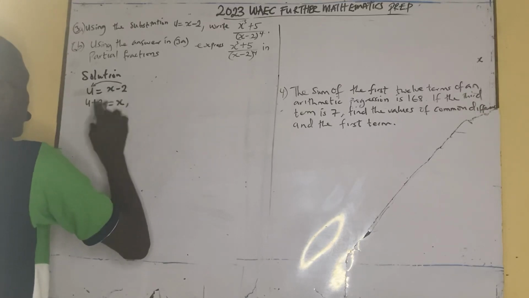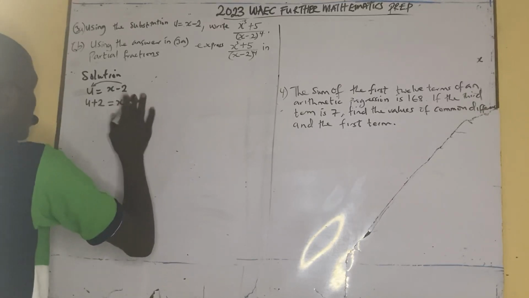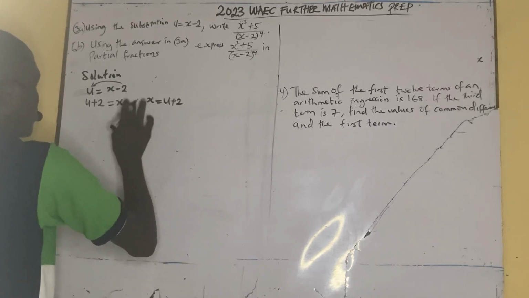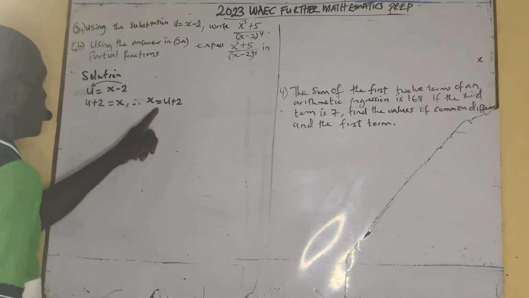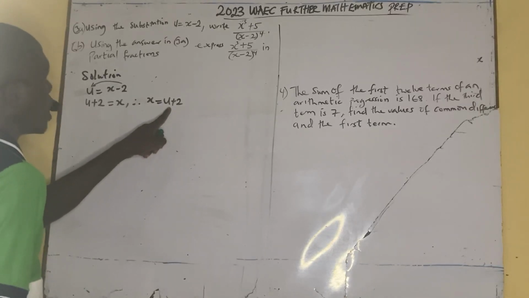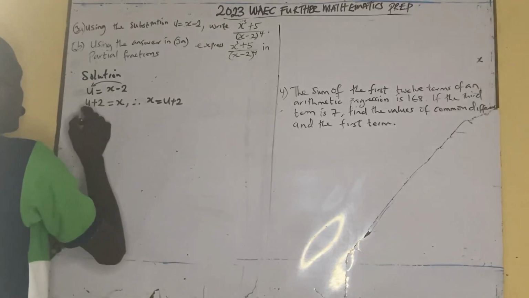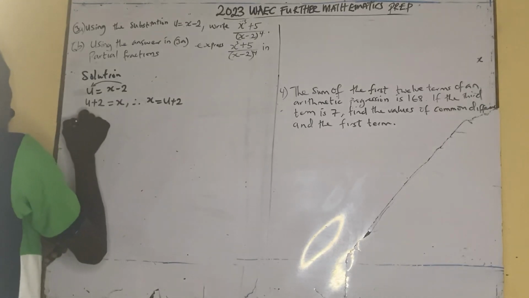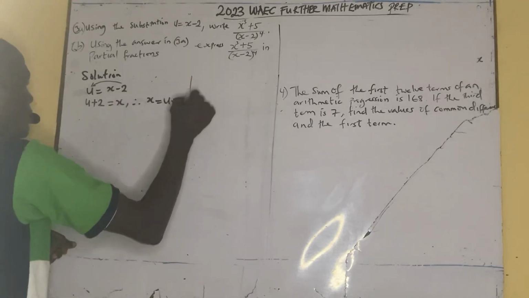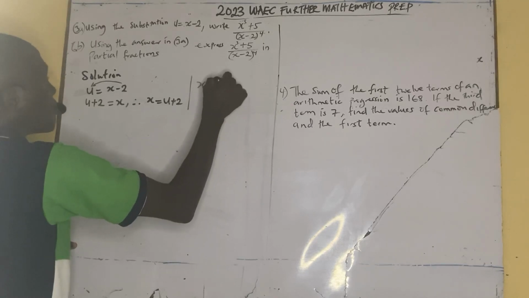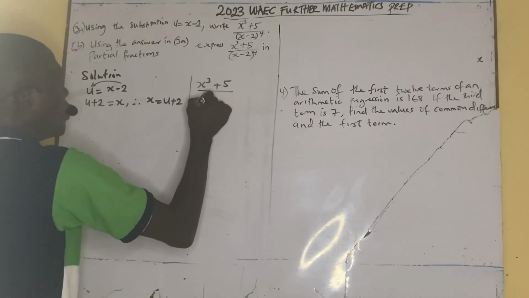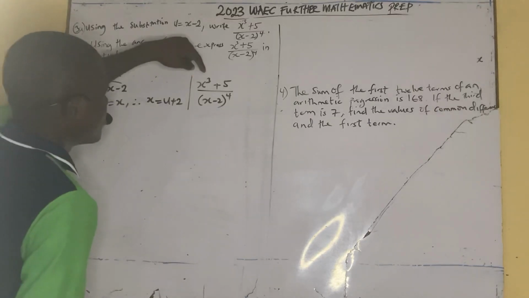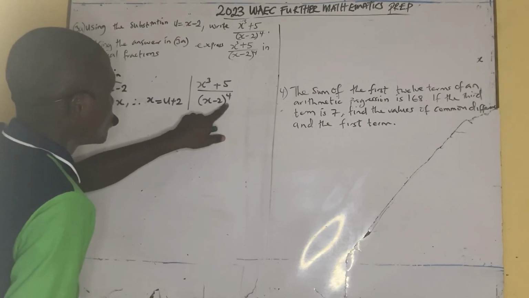Meaning that whenever I see x, I can replace it with u plus 2. Now, coming to this expression, we now have x cubed plus 5 all over (x minus 2) raised to the power 4.